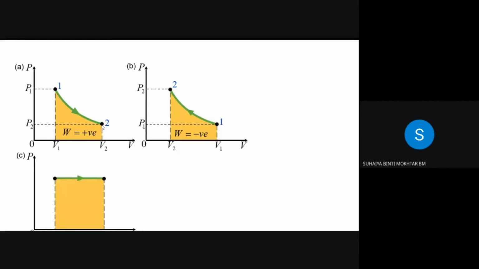Then this one is isobaric. Look at the arrow. Volume increases, so work done should be positive. Constant pressure, isobaric. Next, this is constant volume, isochoric.